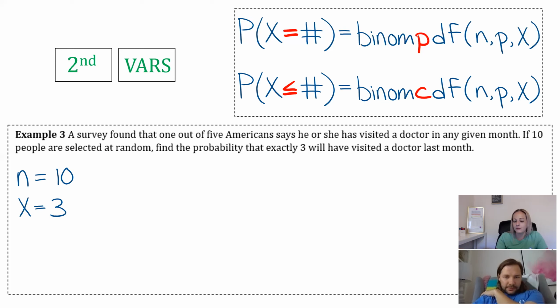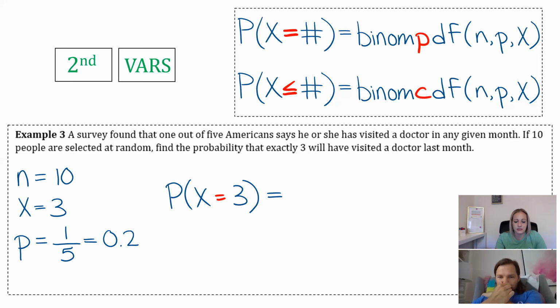And then what would the probability of someone saying that they have visited a doctor in the last month be? 1 out of 5, so 1/5 or 0.2. Perfect. It says 1 out of 5 Americans says they've visited a doctor in any given month, so that's just 1 out of 5 or 0.2. Okay, so we want the probability that X is equal to 3.